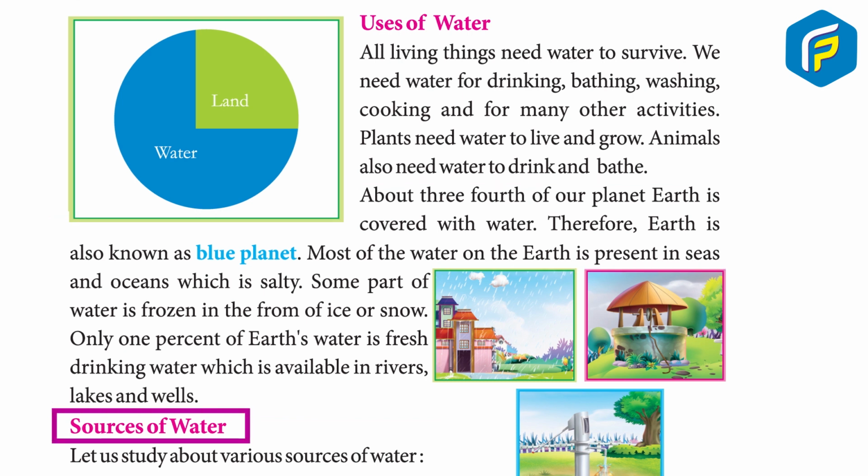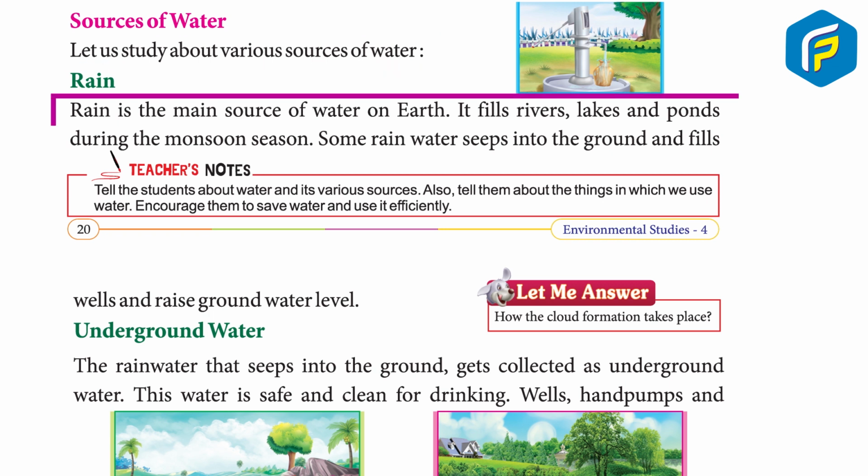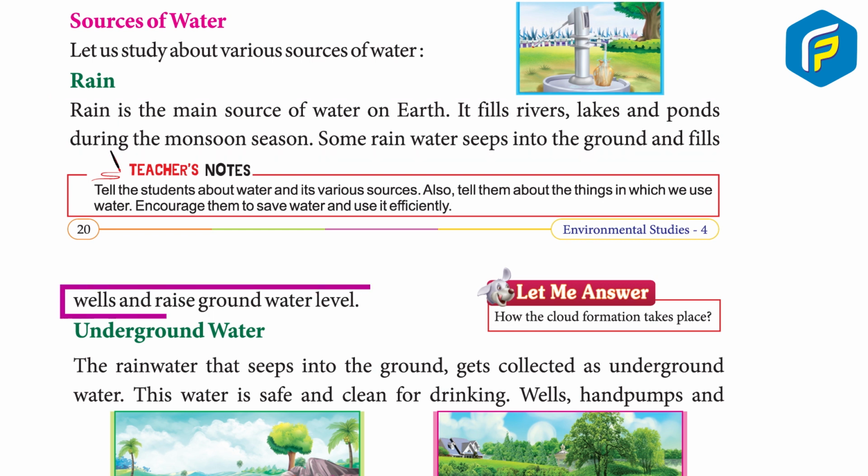Sources of water. Let us study about various sources of water. Rain. Rain is the main source of water on Earth. It fills rivers, lakes, and ponds during the monsoon season. Some rainwater seeps into the ground and fills wells and raises the groundwater level.